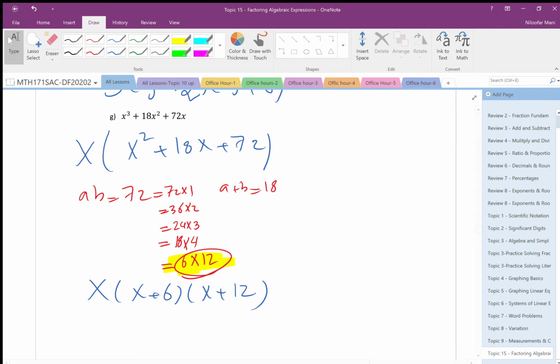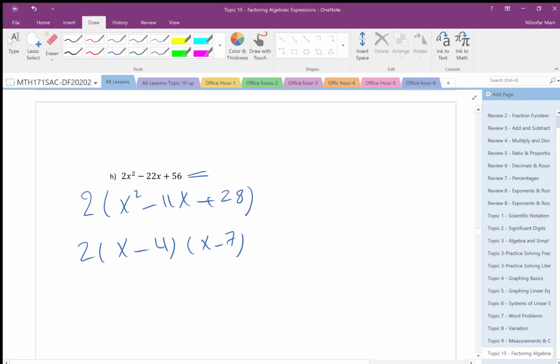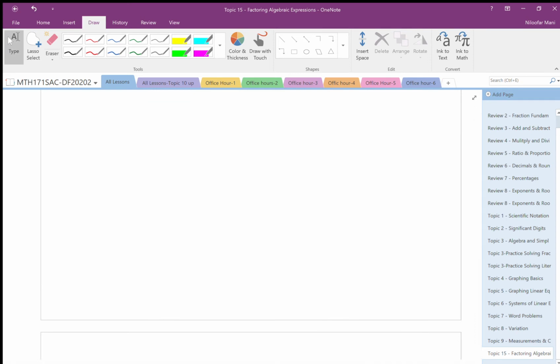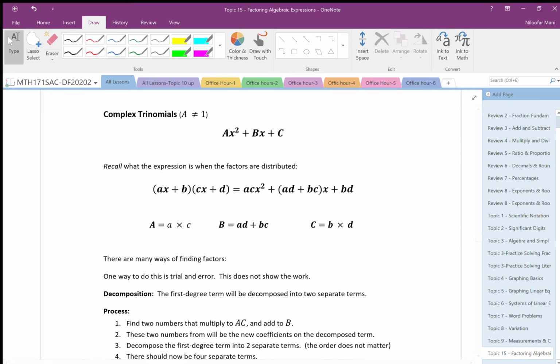The next one here is x cubed. Yes, I know, but I can factor x. So then I can factor the same as all of them here. Okay, so these are all the good examples that you have. And then I talk about this here.